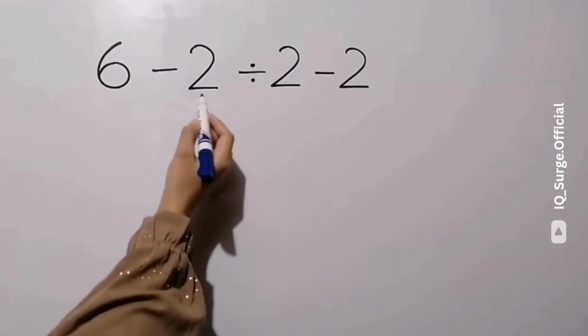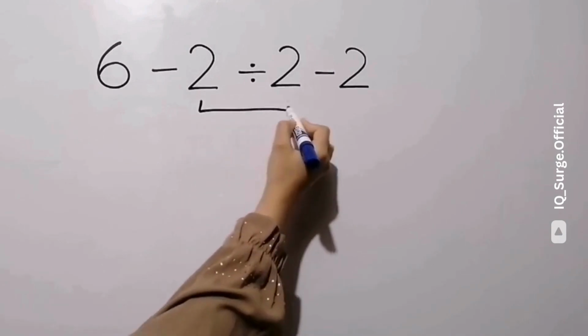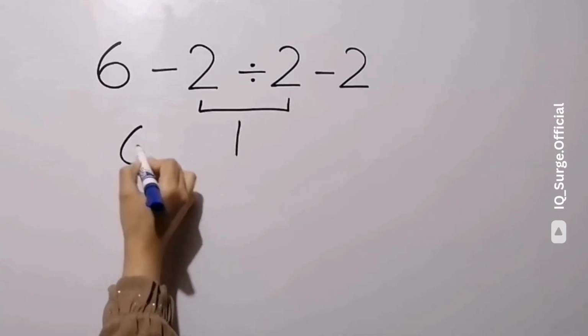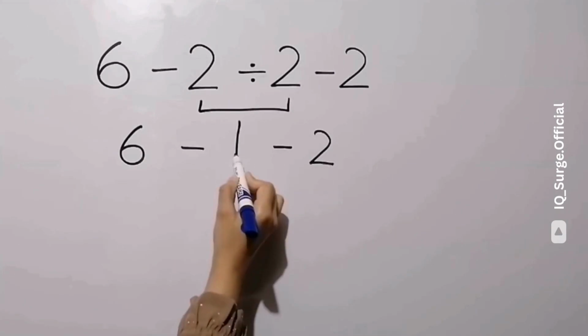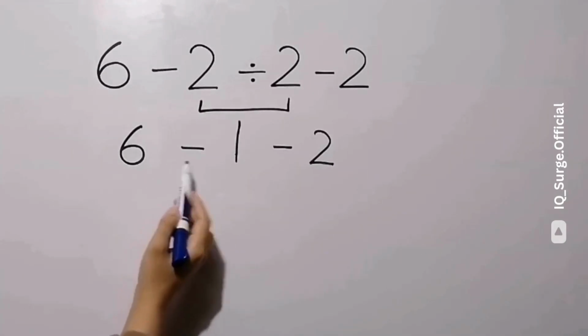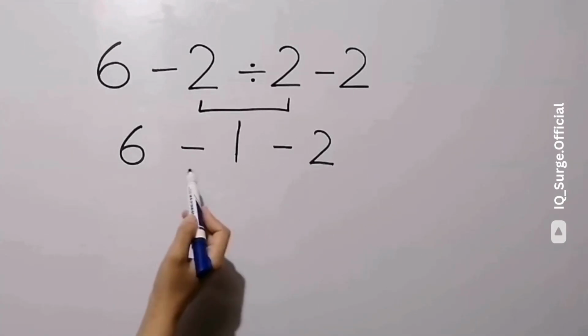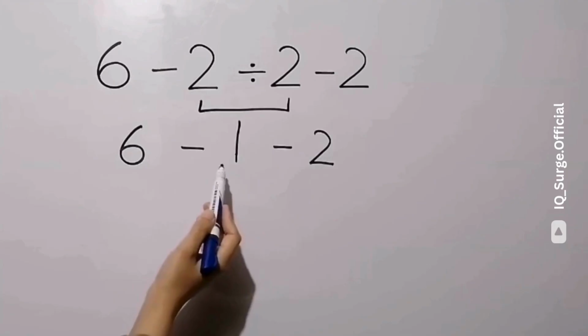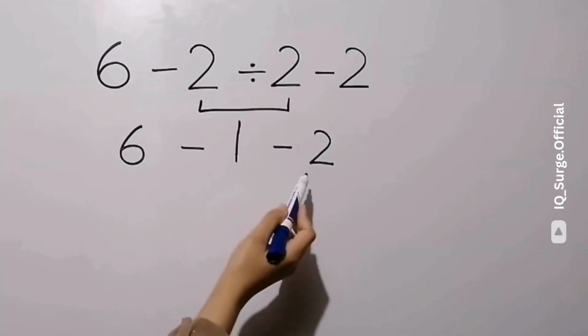So first this division, 2 divided by 2 gives us 1. Now we have 6 minus 1 minus 2. In this expression we have 2 subtractions. And when we have more than one subtraction in an expression, we have to work from left to right.